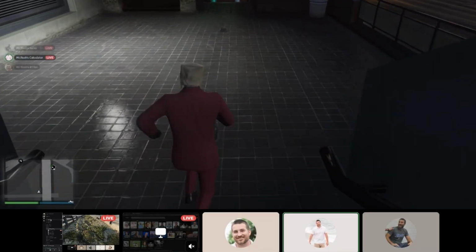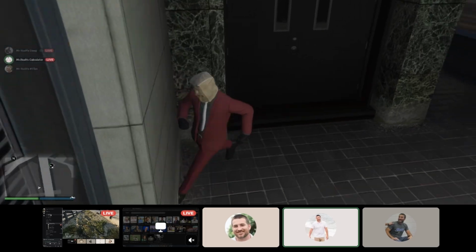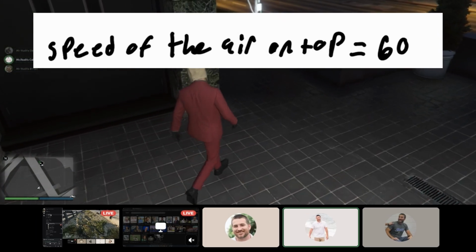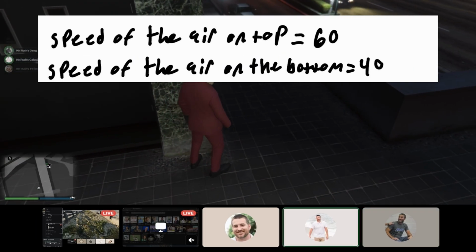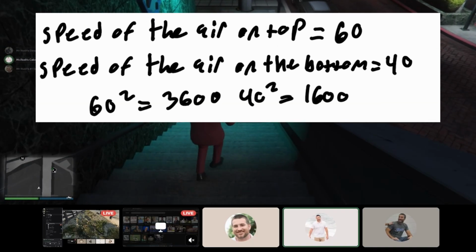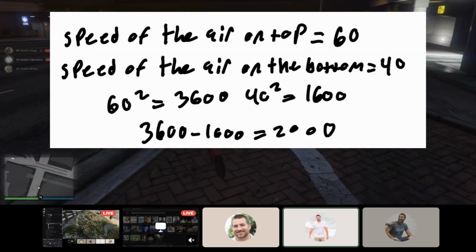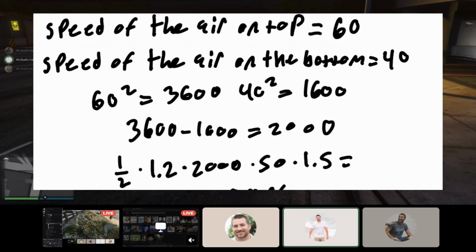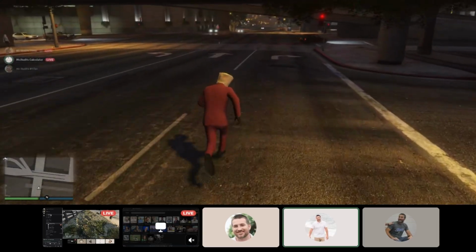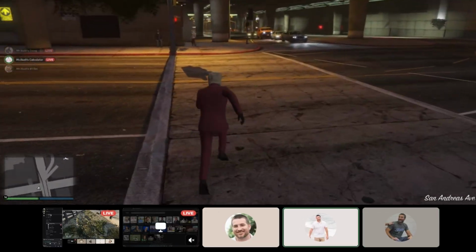To solve this, we're going to use the lift equation again. First, we're going to find the speed of the air on top of the wing, which is 60 meters per second, and the speed of air under the wing, which is 40 meters per second. We're going to square both of them to get 3,600 and 1,600. We're going to find the difference between the two, which is 2,000. We're going to plug that into the lift formula in order to get 90,000 newtons, which is less than the plane weighs, so it won't be able to take off.